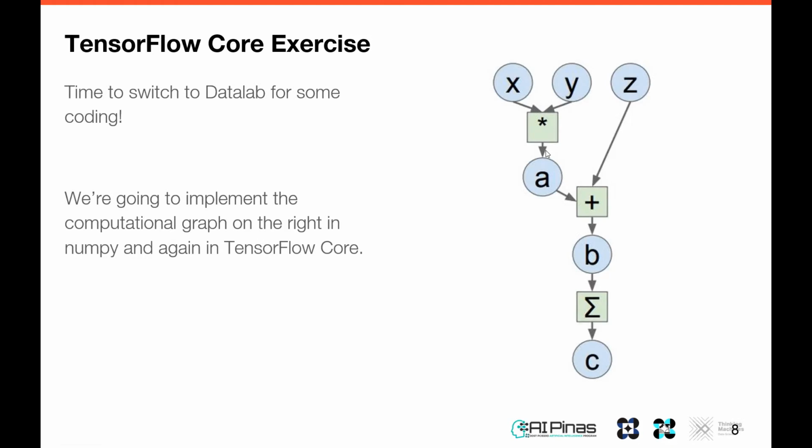We're now going to switch to Datalab for some coding on the TensorFlow core exercise model. We're going to implement this computational graph on the right in NumPy once, and then again in TensorFlow Core, just to demonstrate the difference. At this level, this is just taking x times y, which will output a tensor A, adding this tensor A to this tensor Z to get tensor B, and summing tensor B over itself to get tensor C. So, alright, go forth.